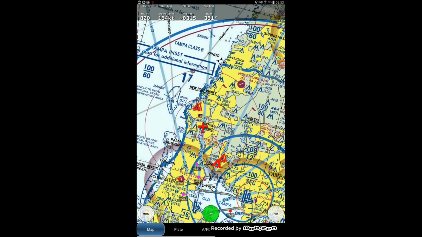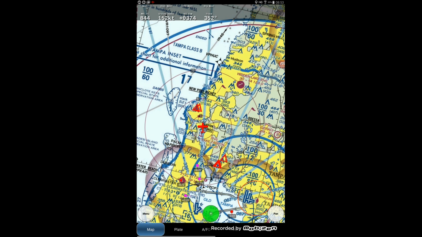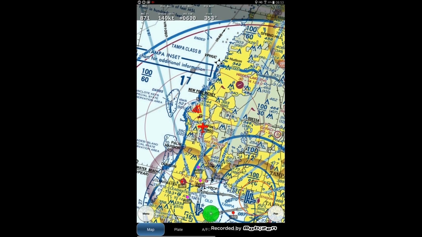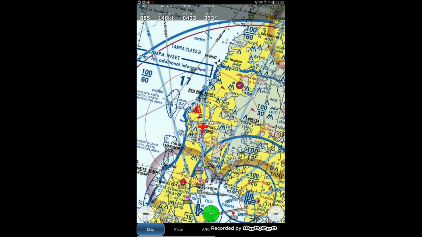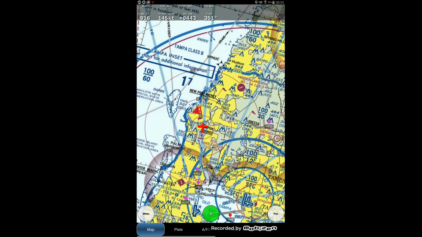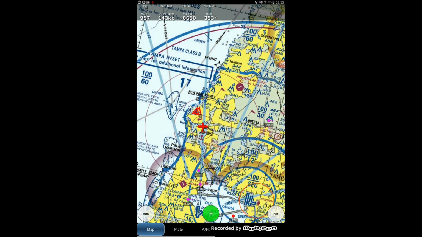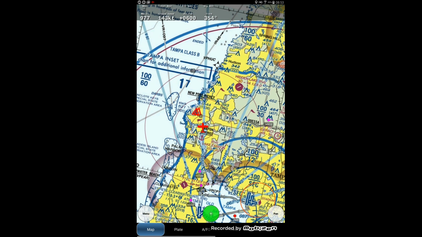Avare does a really good job showing you the different altitudes you can fly. We're under the Tampa Class B airspace right now, and you can see on the right-hand side, roughly center, that we can go up to 3,000 feet without getting into Tampa's airspace. And that's what we're trying to do right now, is stay out of Tampa's airspace.